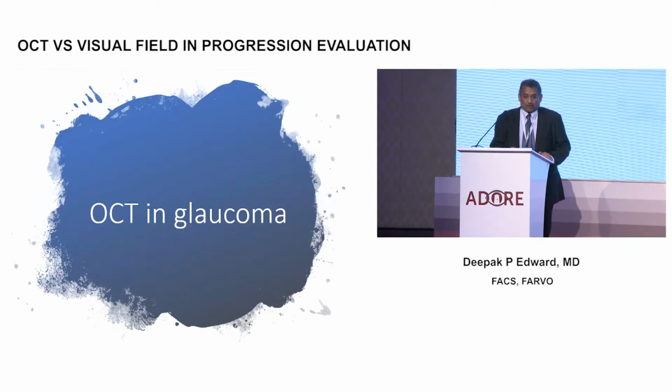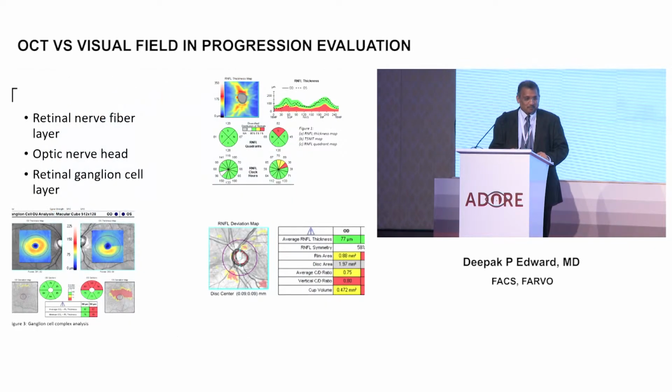So my talk today is on two subjects actually, the use of OCT and the use of visual fields and how do we look at progression in glaucoma. So we'll first talk about OCT. This is originally a long talk, but I'm going to try and make it as brief as possible and as pertinent as possible. So what do we look for in OCT in glaucoma?